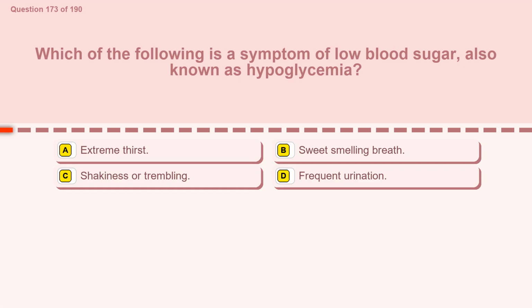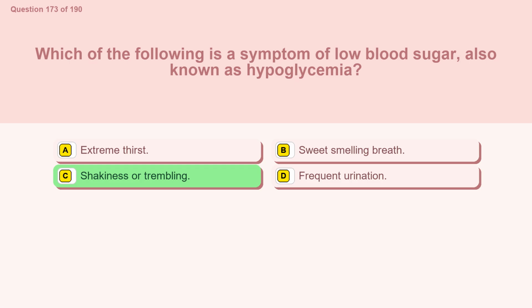Question 173. Which of the following is a symptom of low blood sugar, also known as hypoglycemia? Option A. Extreme thirst. Option B. Sweet-smelling breath. Option C. Shakiness or trembling. Option D. Frequent urination.